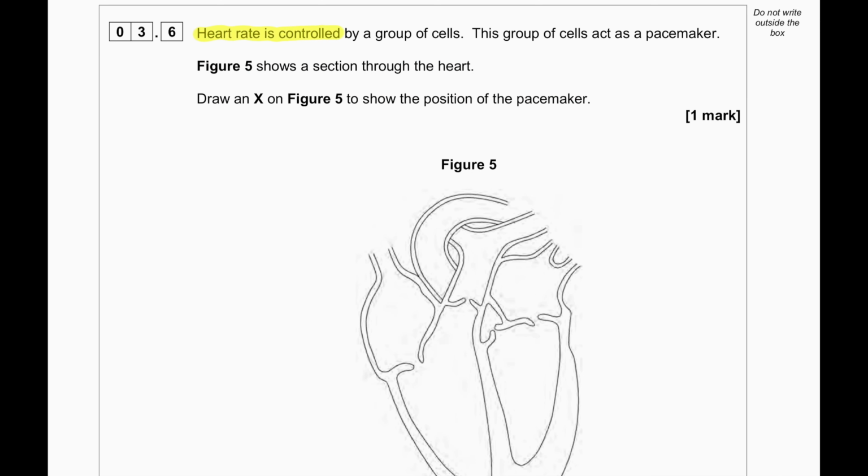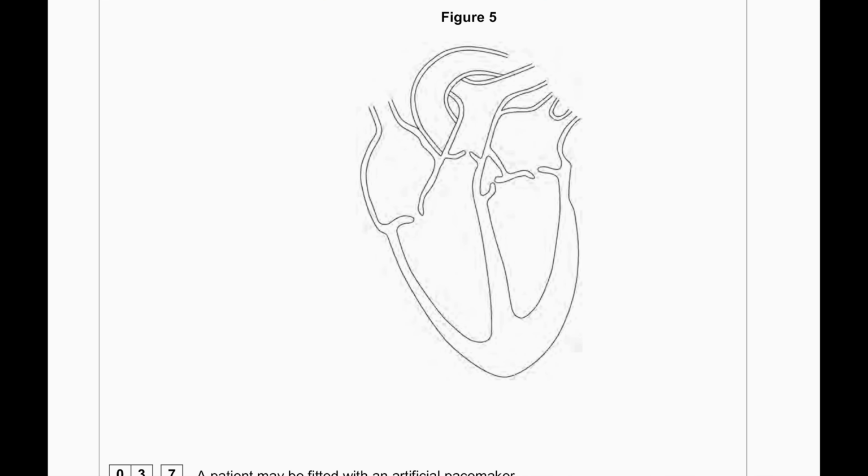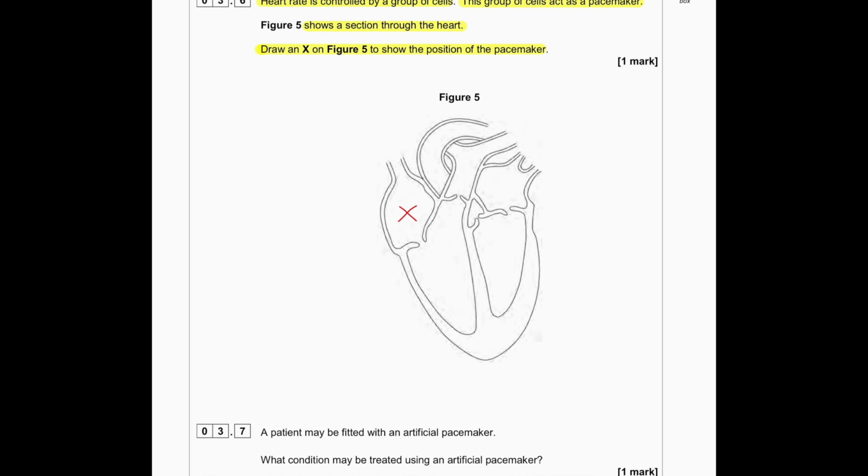Heart rate is controlled by a group of cells. This group of cells acts as a pacemaker. Figure 5 shows a section through the heart. Draw an X on figure 5 to show the position of the pacemaker. So the pacemaker is called the sinoatrial node and it is found on top of the right atrium. So anywhere here, if we place the cross, it will be correct.